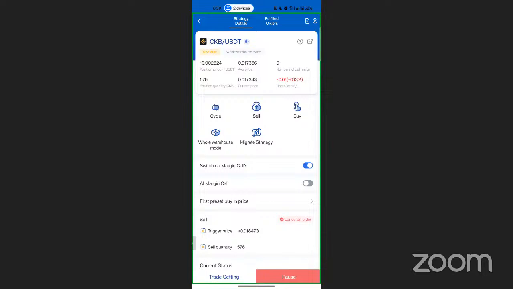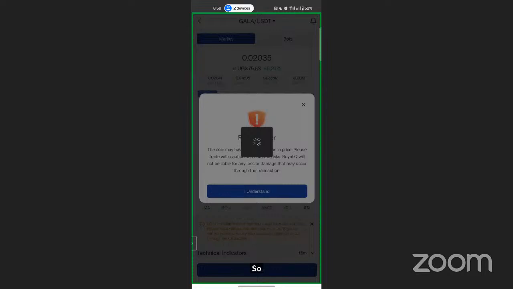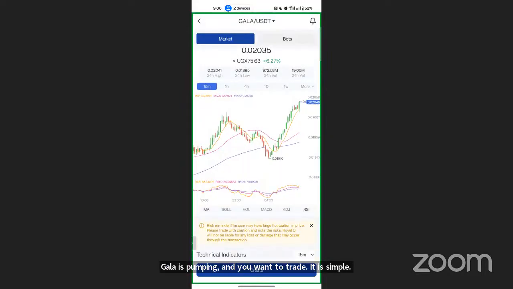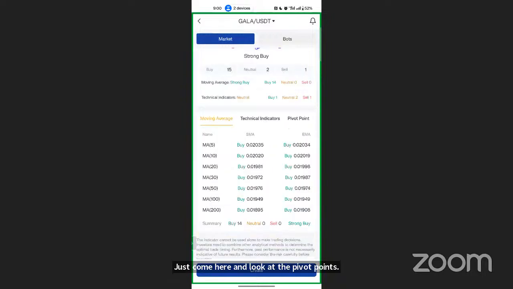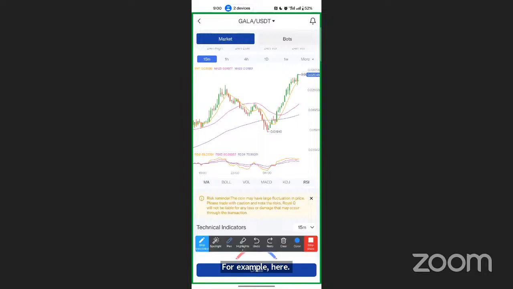So I pick a coin, look at support and resistance, and you are good to go. Even if the coin is going up like this one, you want to trade a coin that is pumping, like Gala. Gala is pumping and you want to trade. It is simple. Just come here and look at the pivot points. Look at the current price. For example, here it's 0.0249. That is the current price.